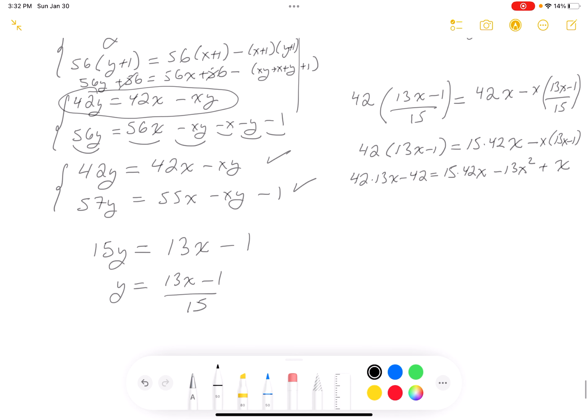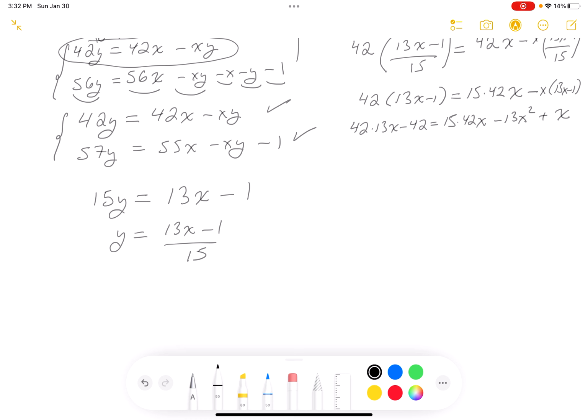All right, I'm going to keep going. It looks quadratic in form, doesn't it? 13x squared, that's that guy right over there. I'll write this down very carefully. 42 times 13x, that's that guy, minus 42 times 15x, that's that guy, minus x, minus 42 equals 0.